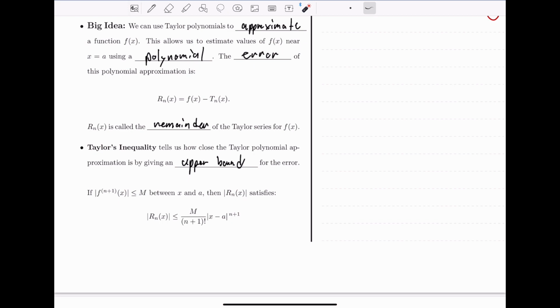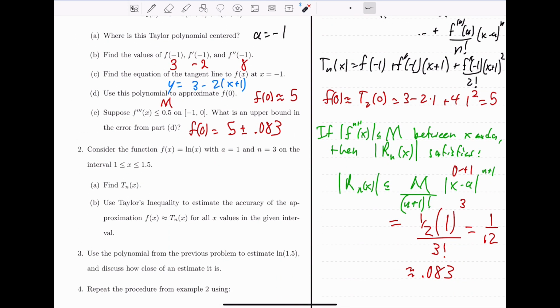Let's take a look at example 2. We have the function natural log of x. We are centered at 1, and we are going to use a degree 3 Taylor polynomial. We're looking on the interval from 1 to 1.5, so we're thinking of x values on that interval. We're going to start by finding the degree 3 Taylor polynomial, and then we'll use this inequality to talk about how good the approximation is over this interval.